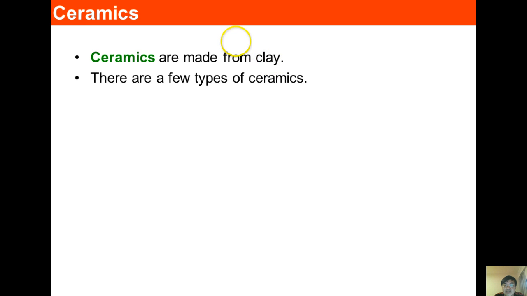Now let's carry on. Ceramic is found from the ground too. They are actually made from clay. Clay is a form of a very soft kind of rock, to make it easy for you to understand. Now there are a few types of ceramics.